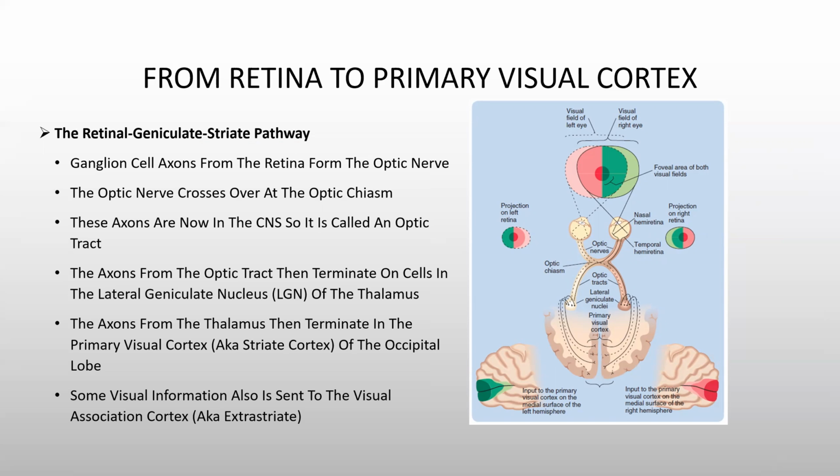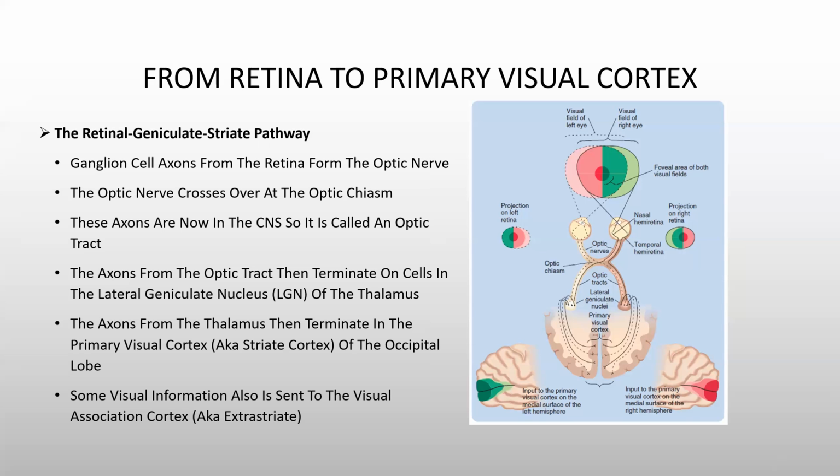First, ganglion cell axons from the retina form the optic nerve. The optic nerve crosses over at the optic chiasm. These axons are now in the CNS, so it's called an optic tract, not an optic nerve anymore. And we learned the difference between those terms. Nerves are what we call it in the peripheral nervous system, but in the central nervous system, we call these optic tracts.